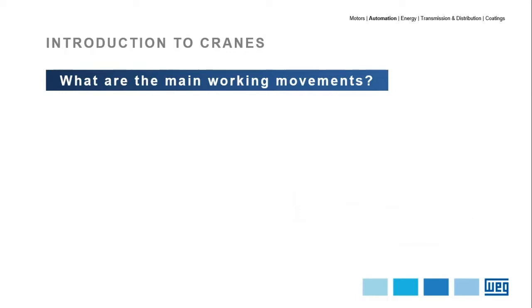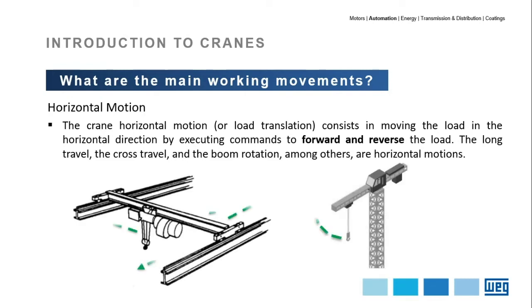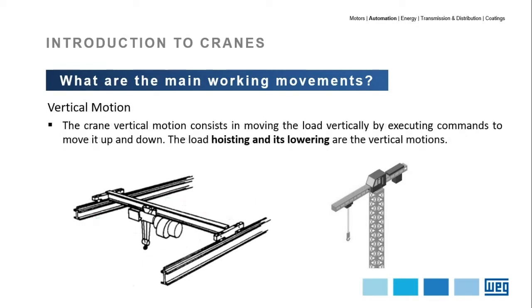What are the main working movements? Horizontal motion. The crane horizontal motion, or load translation, consists of moving the load in the horizontal direction by executing commands to forward and reverse the load. The long travel, the cross travel, and the boom rotation, among others, are also horizontal motion. Vertical motion. The crane vertical motion consists of moving the load vertically by executing commands to move it up and down. The load hoisting and its lowering are vertical motion.